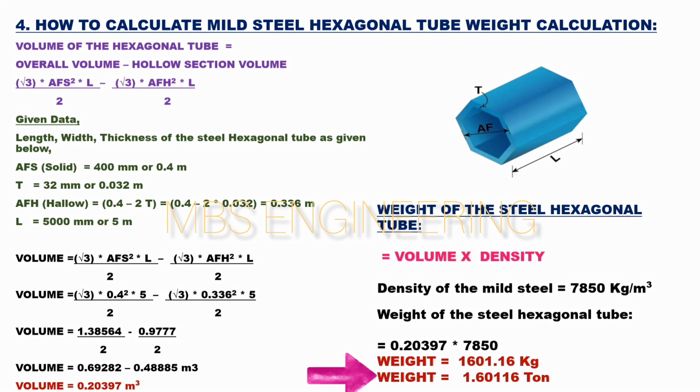I hope everyone understands how to calculate the volume and weight of the hollow section mild steel materials.